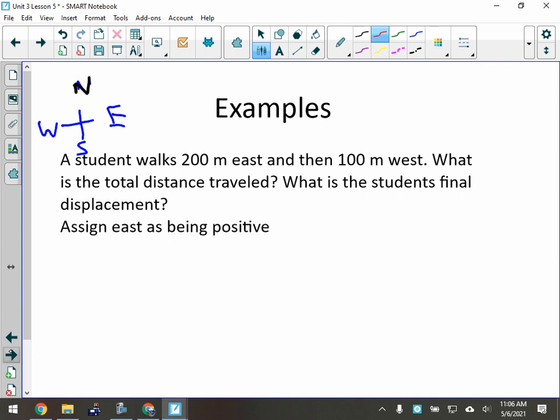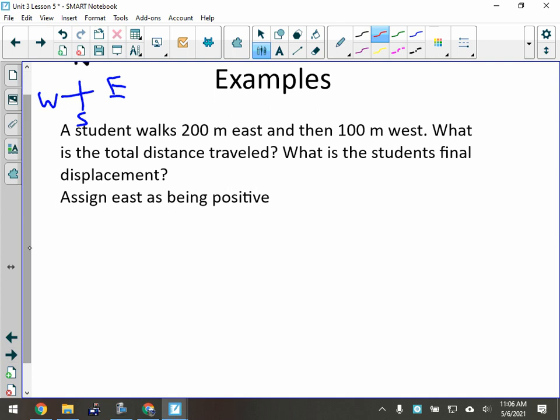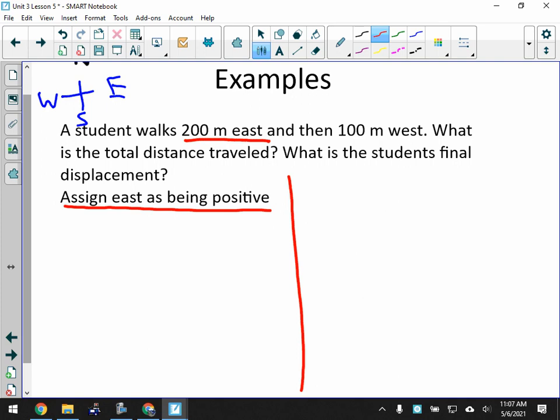Now, I might do this in two parts here. Well, no, I guess I can't because it says assign east as being positive. Well, I can still do it, okay? A student walks 200 meters east, okay? Now it says right here, we're going to assign east as positive. So I'm just going to put a positive right there, okay? 200 meters east. And then turns 100 meters west. So that's going to be a negative because I'm going in the opposite direction, okay?